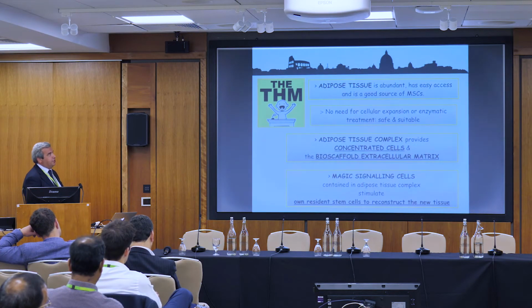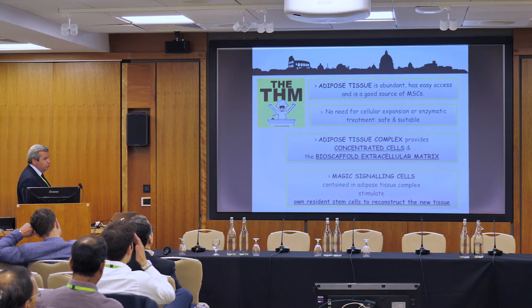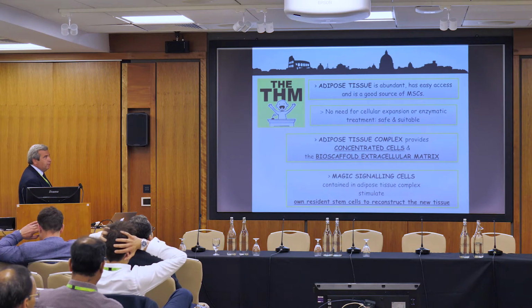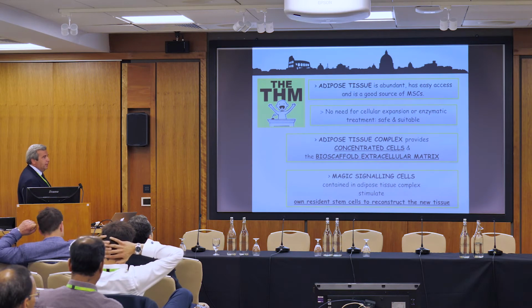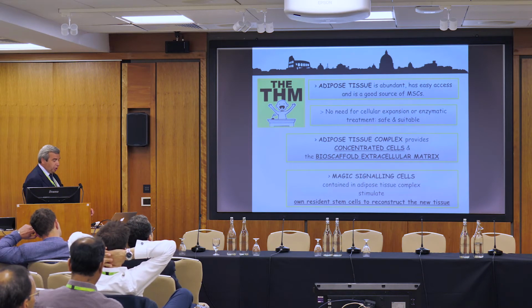Now some take-home messages about the adipose tissue. It's clearly abundant, easy access, is a good source of MSCs, with no need for cellular expansion or enzymatic use, as you saw with the new systems. Adipose tissue complex provides concentrated cells and the important bioscaffold extracellular matrix. These magic signaling cells also stimulate the own resident stem cells to reconstruct a new tissue.